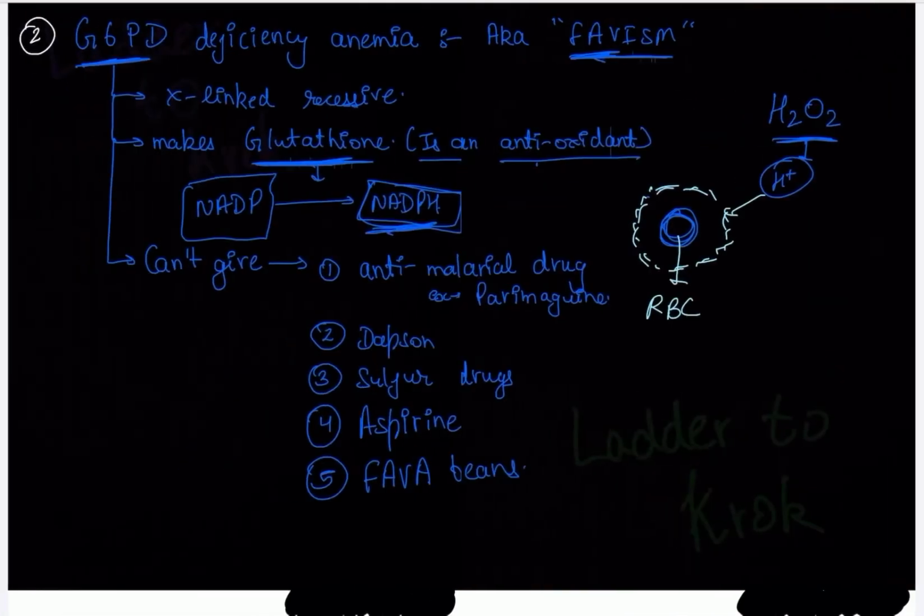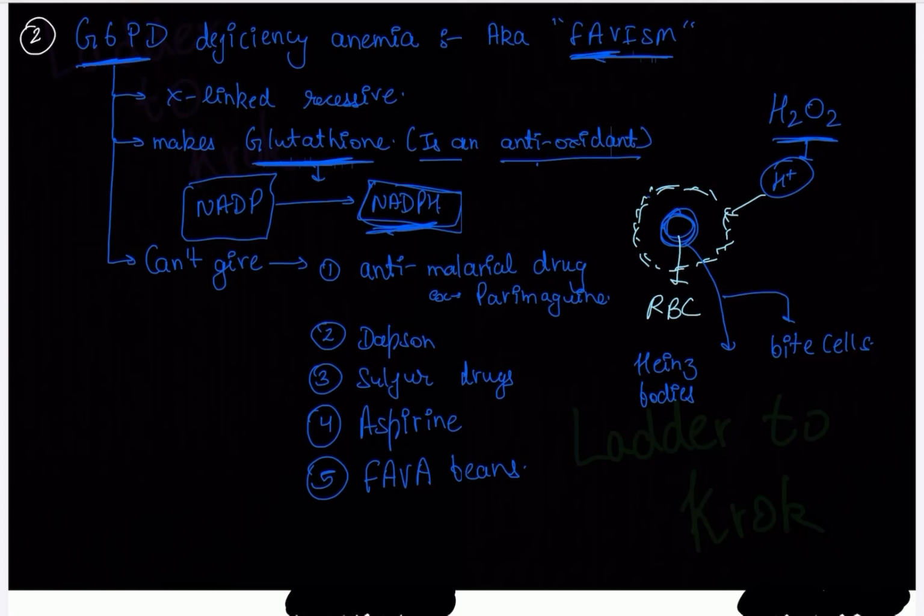Sorry, I forgot to tell you one thing about G6PD deficiency anemia. I'm extremely sorry for that. As I already told you, there is no protection to RBCs. So what you can find in these patients are Heinz bodies or bite cells. Why? Because there is no glutathione, no NADPH, so no protection. If there is no protection, then there will be lysis, breakdown of RBCs. So in G6PD deficiency anemia we see Heinz bodies and bite cells.